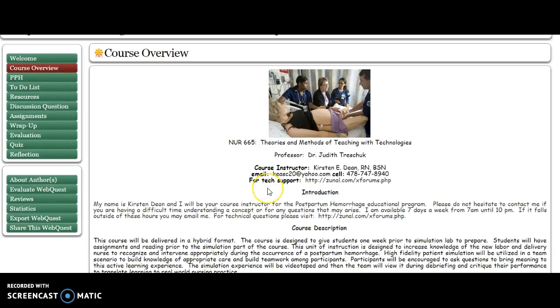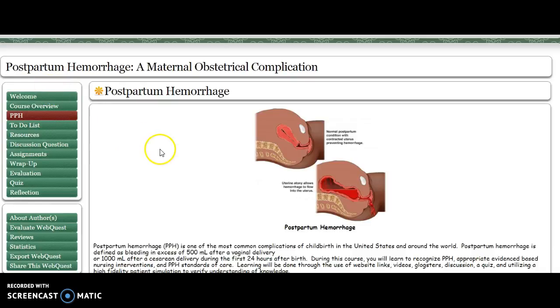You introduce yourself and state your availability so that the students know that if they should have any questions, you are easy to reach. This is a nice graphic picture of what a normal postpartum condition would look like and what might lead to serious complications.